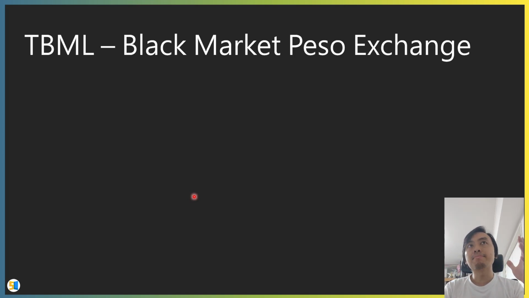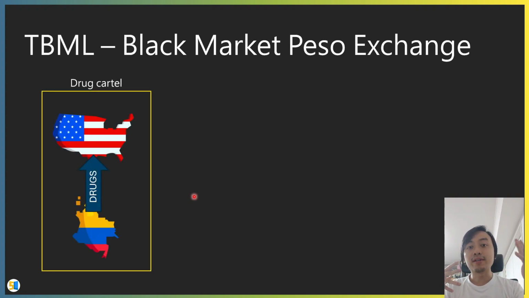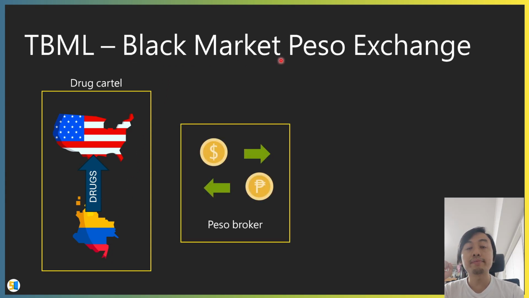Now let's see the black market peso exchange. Why is it called peso exchange? Because usually this kind of transaction happens between Colombia or Mexico, which use the peso, and the USA. But the concept can happen in other parts of the world. Imagine that there is a drug cartel in Colombia. They smuggle the drugs into the USA, and the drug dealers sell the drugs and get USD. They have to find out how to send that USD back to Colombia. So they will connect with a black market peso broker.